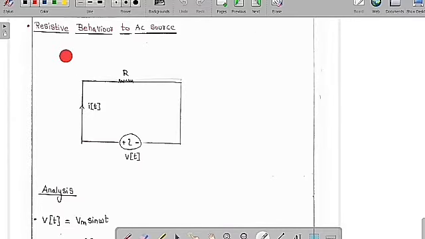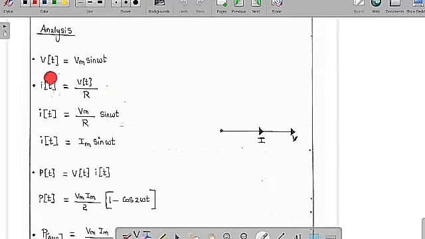So now we are going to learn about the resistor behavior to an AC source. See, what is the nature of the resistor for the voltage source, we are going to see. So this is the AC voltage source, voltage V of t, and the current drawn by the resistor R is I of t. So now we are going to analyze this circuit.